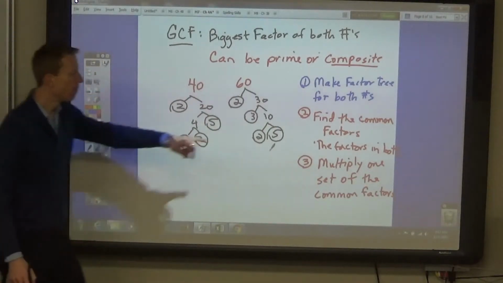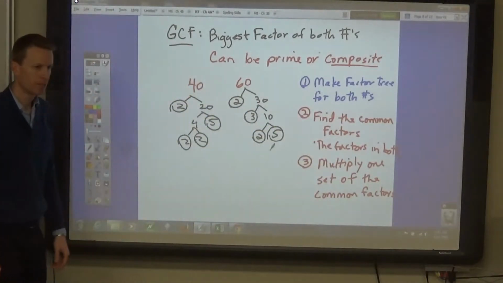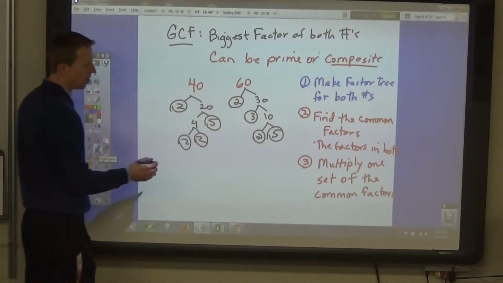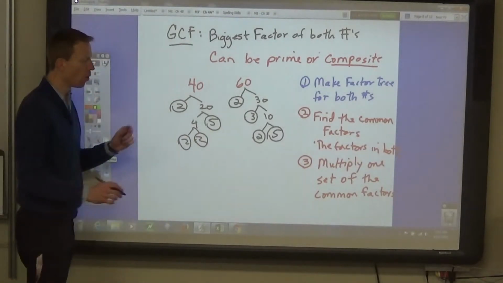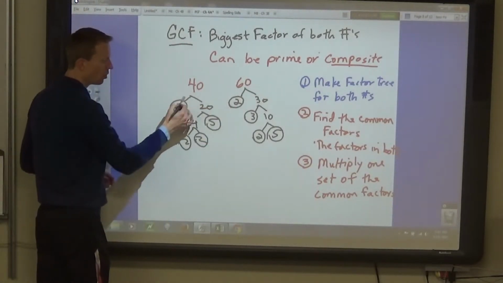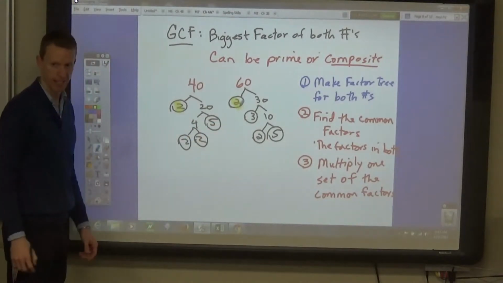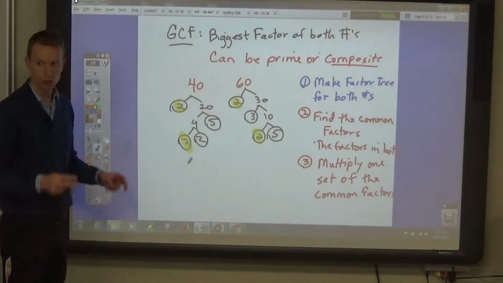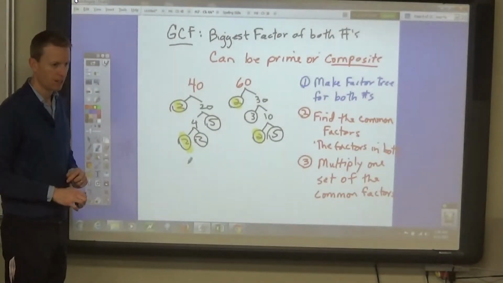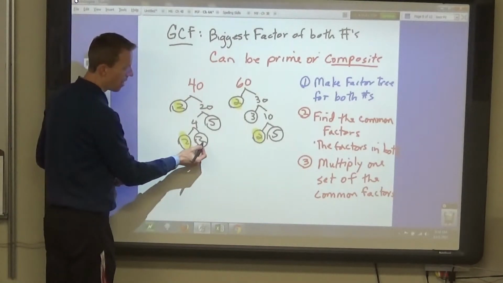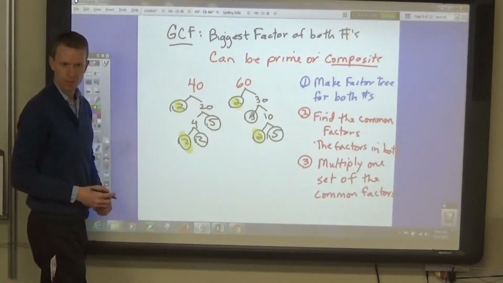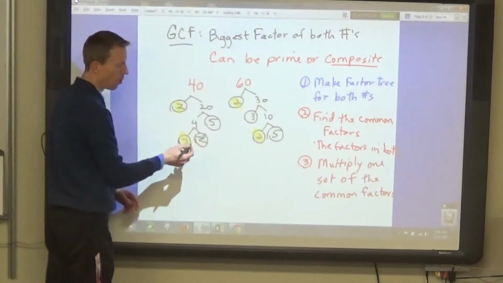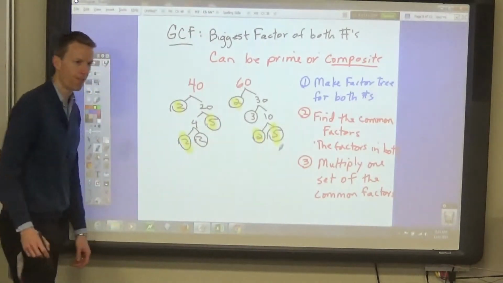Now, find the common factors, meaning find the factors that are in both numbers. All of the prime factors that are in both. Is there a 2 in both? Yep. Is there another 2 in both? Yep, so we're going to use two 2s in our formula. Is there a 3 in both? No. Okay, skip 3. Is there another 2 in both? No. Is there a 5 in both? Yes. Use the 5s.